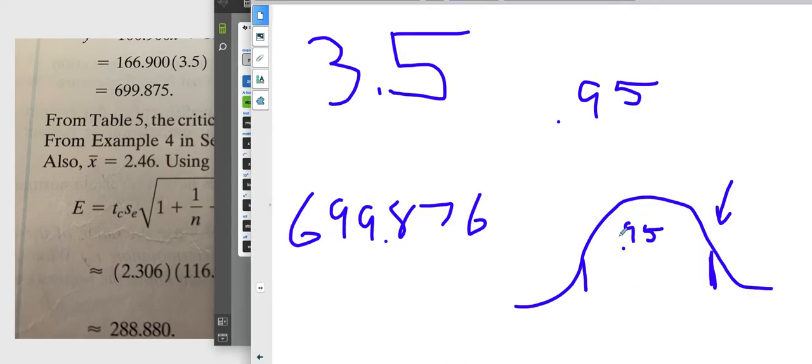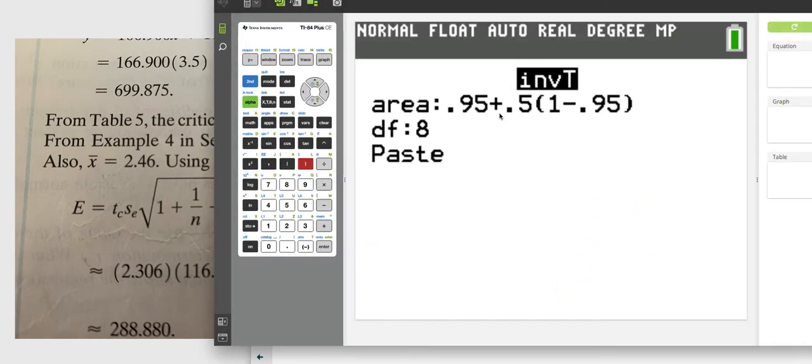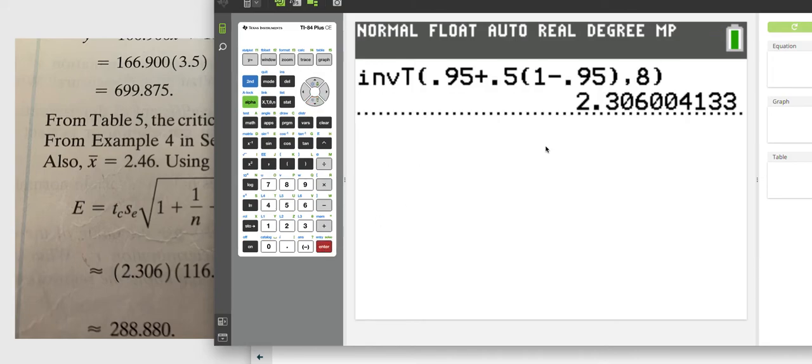If this is 0.95, this area plus this area would be 1 minus 0.95. But I only want one of them, so that's why I'm dividing this by 2, or multiplying it by a half. Degrees of freedom: we have 10 pieces of data from our list, but it's 2 sets of data, so we have to minus 2. So this would be 10 minus 2, and that's how you get a degrees of freedom of 8. Go to paste, hit enter. Here is our critical value that we want.